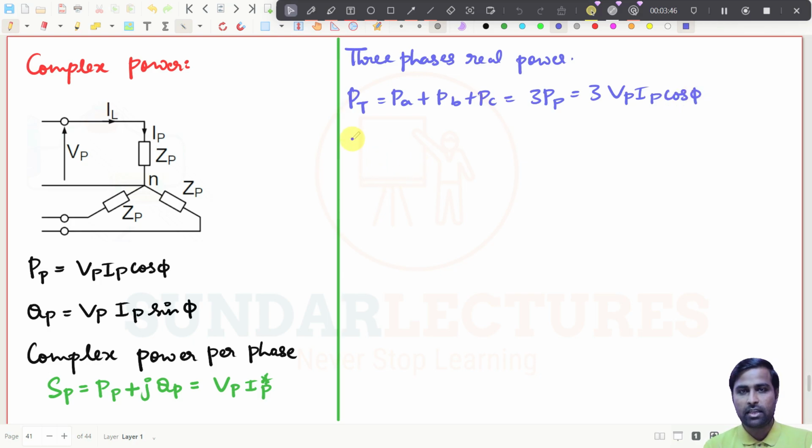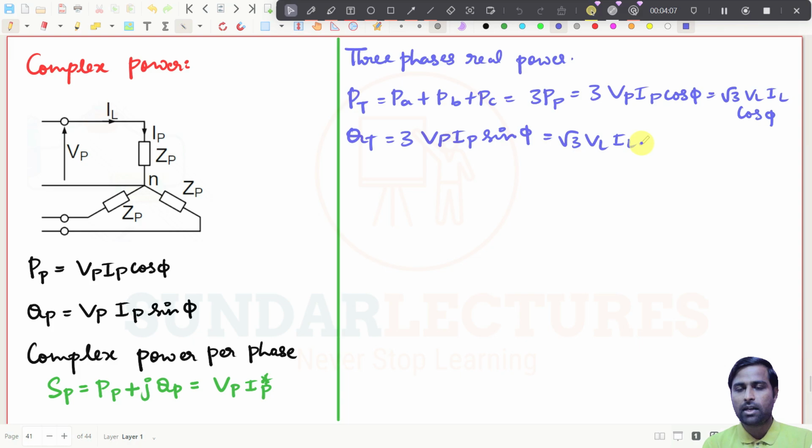And similarly you can go for QT, and again you will get 3 into V phase, I phase, sin phi. And also this expression we have seen, root 3 VL IL cos phi, and this one also can be written as root 3 VL IL sin phi. See, these kind of things you can easily understand.